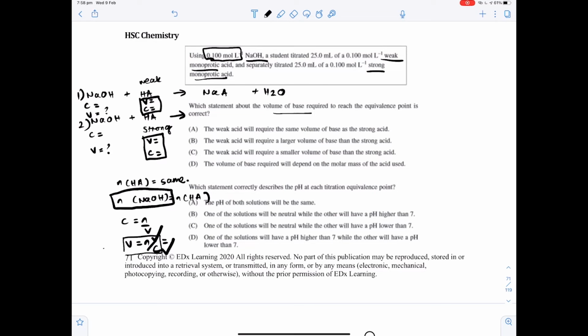So what does that mean for the V of NaOH? Everyone? Same. The same. Does everyone agree? Does everyone see what we just did here? Mathematically, we've shown that the volume of base required will be the exact same for a weak acid and a strong acid because all neutralizations go to completion. So I hope this clarified a lot to all of you.